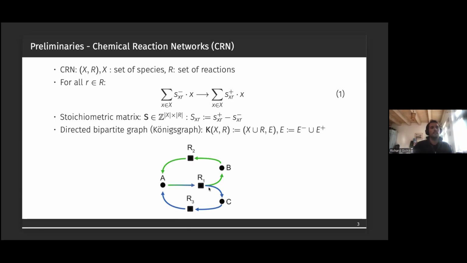And we have two kinds of edges. The metabolite-to-reaction edges: we have an edge from a metabolite to a reaction whenever this is a reactant for this reaction. And we have the product edges: we always have an edge from a reaction node into a metabolite node whenever this metabolite is a product of a reaction.